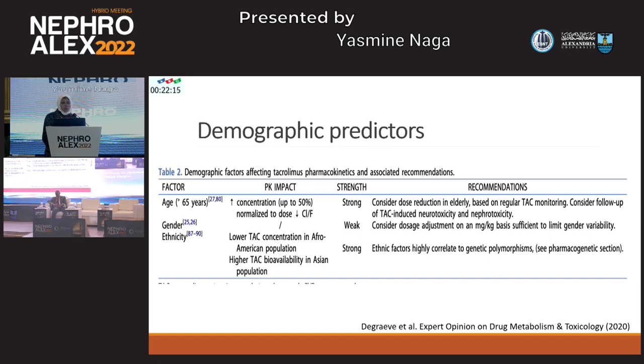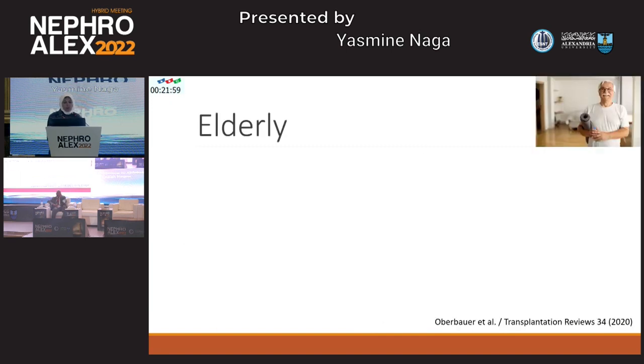Demographic predictors also affect the drug level. Age increases the concentration. Gender has weak association. In blacks, there is lower tacrolimus concentration, so we need to give higher doses. And in Asians, there is higher tacrolimus bioavailability, so we need to give lower doses.